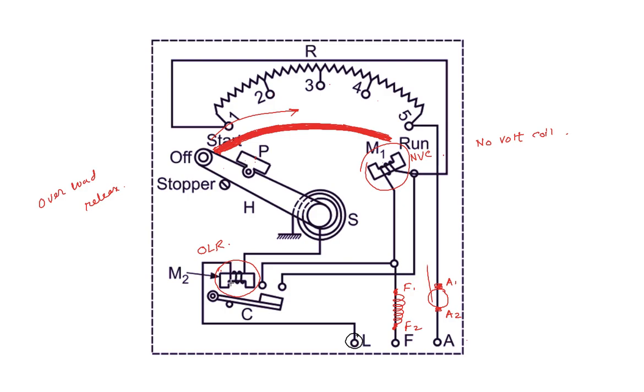Now, when these electromagnets are magnetized, we slowly move this handle from 1, 2, 3, 4, 5, that means from the off position to the run position. At the first position, the resistance is this entire resistance plus the armature resistance. When the handle is stuck to the fifth point, only the armature resistance remains.